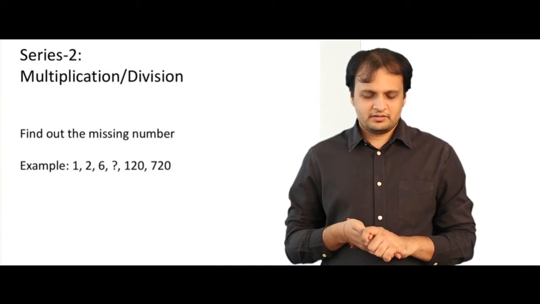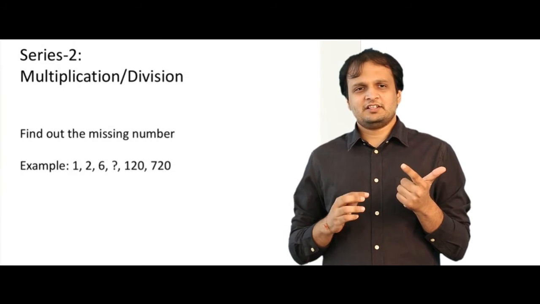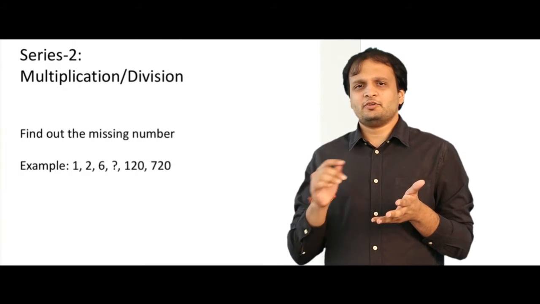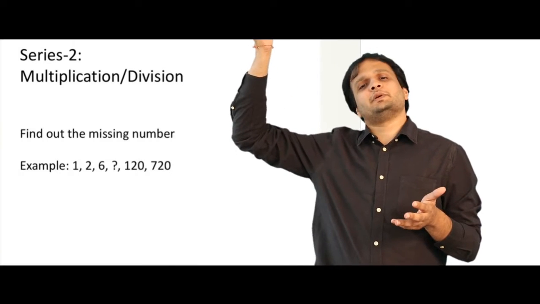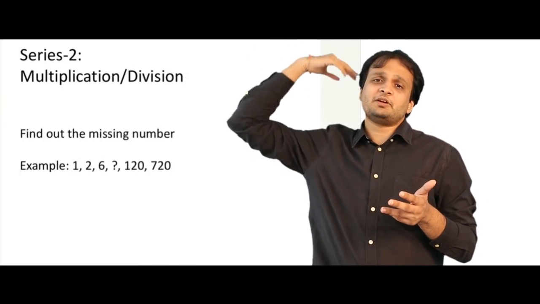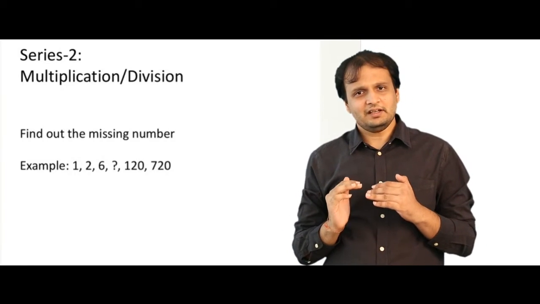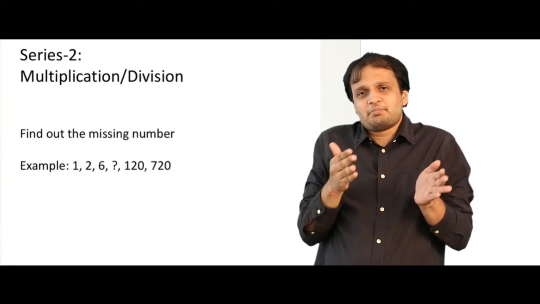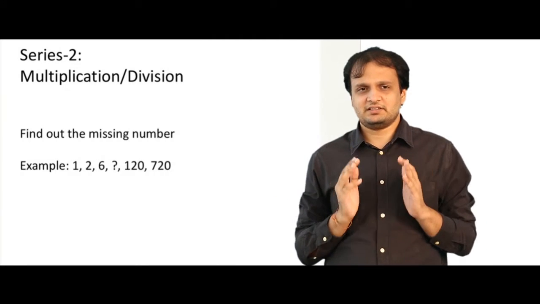Okay, so let's begin. What is the first number? 1. Then it's 2. Then it becomes 6. Then I don't know what is the next number, so it's a question mark. Then it suddenly becomes 120. And then from 120 it becomes 720, which means the number is increasing continuously, right? And it's increasing in big chunks. So again it's a multiplication kind of series, right?